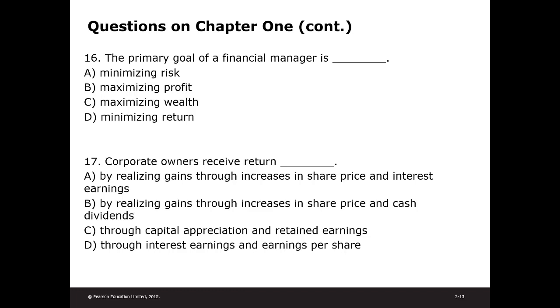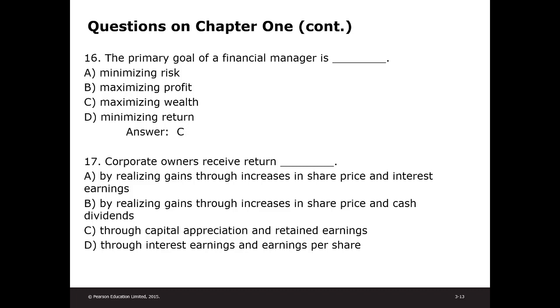The primary goal of a financial manager is minimizing risk, maximizing profit, maximizing wealth, or minimizing return. As we said before, the primary goal of the financial manager and the whole board of directors is to maximize wealth. So the answer will be C.